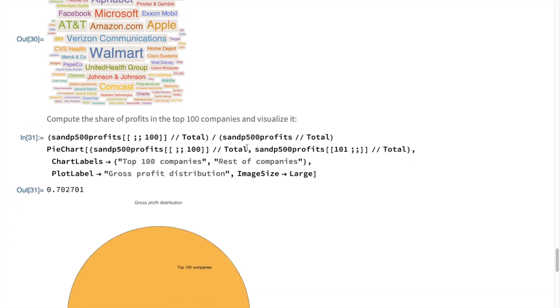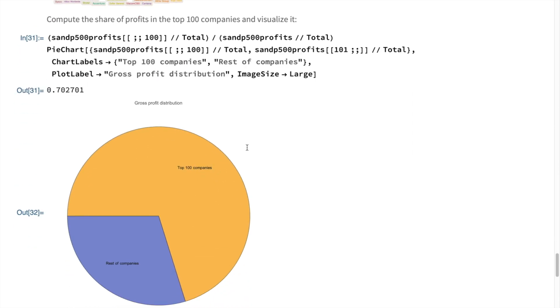What about using a pie chart? Let's try it. Also, let's get a numerical answer for how much the top 100 companies dominate by getting the total profits in the top 100 companies and dividing it by the total profits across all companies. Plotting the total of the first 100 and the total of the rest gives us the following pie chart, which shows a heavy skew towards the biggest 100 companies.